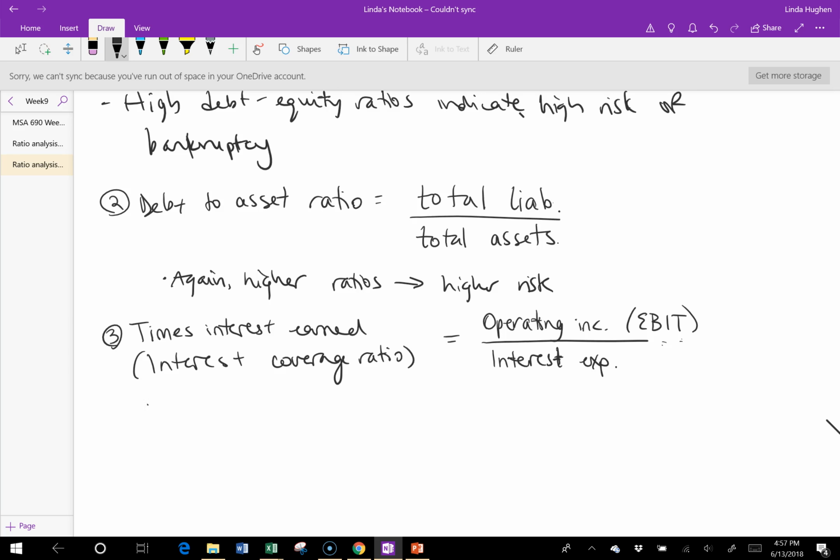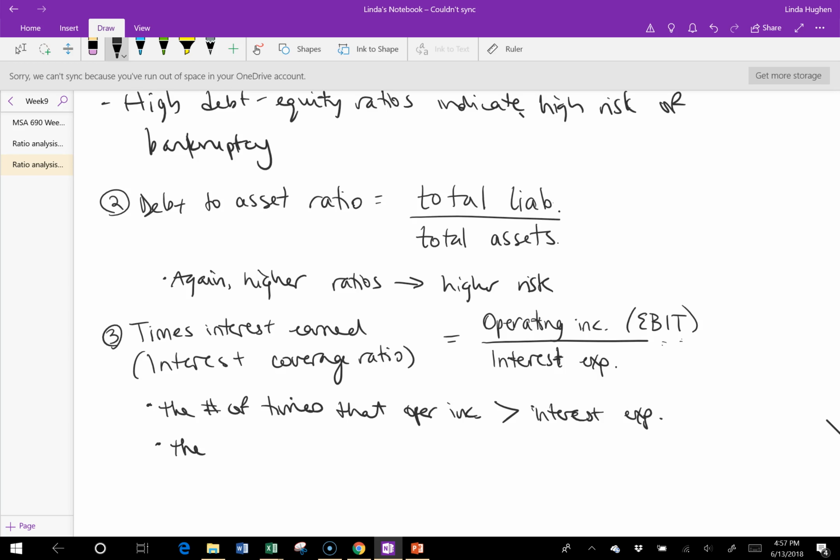The higher it is indicates the number of times that operating income exceeds interest expense. Because again, debt holders care a lot about getting those interest payments. Remember, the debt holders are less concerned about profits than they are about receiving interest payments and repayment of principal. This measure helps debt holders evaluate the company's ability to make those interest payments.